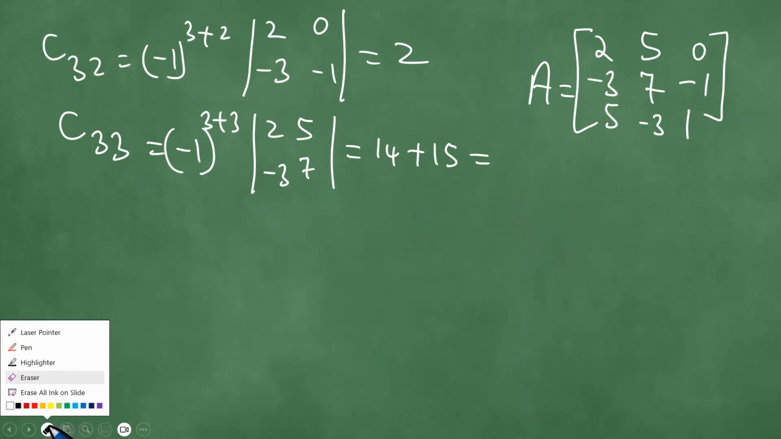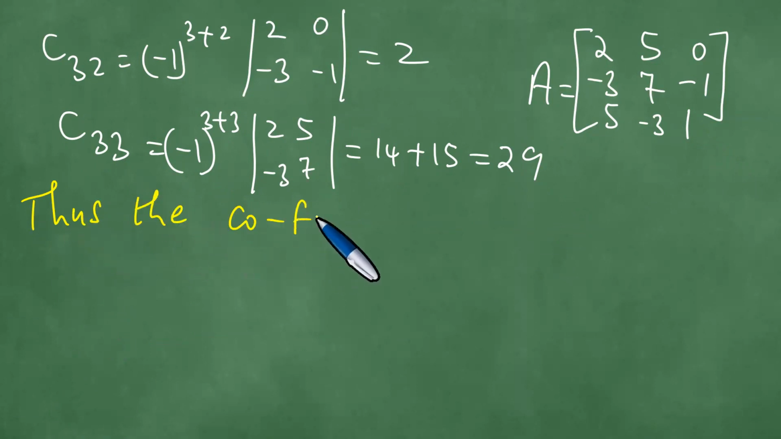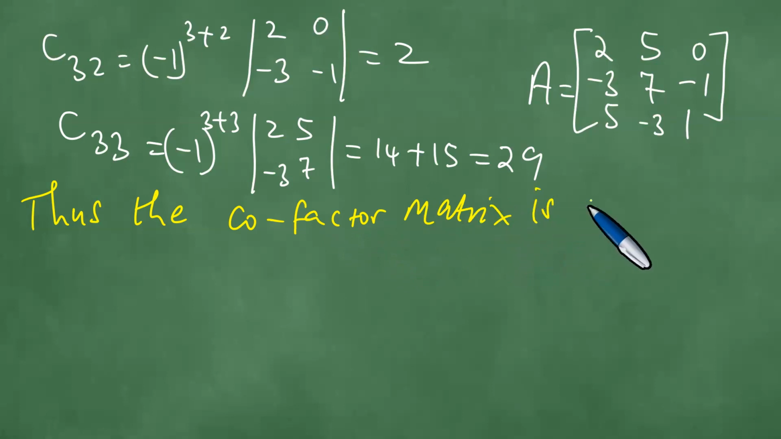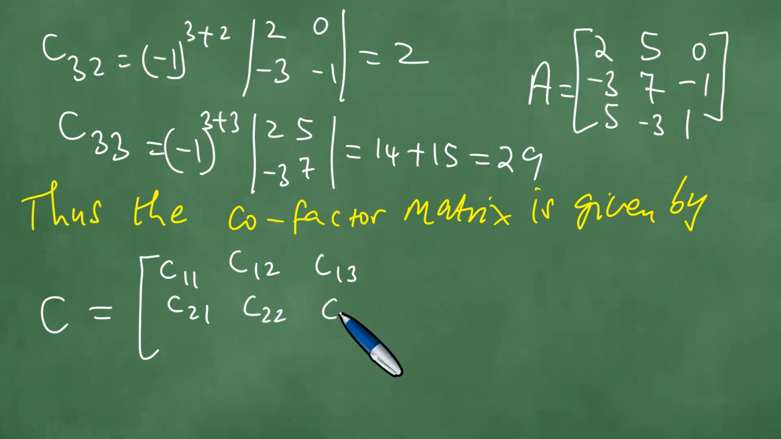Okay. So now, thus, the cofactor matrix is given by C, which is C11, C12, C13, C21, C22, C23, C31, C32, C33.